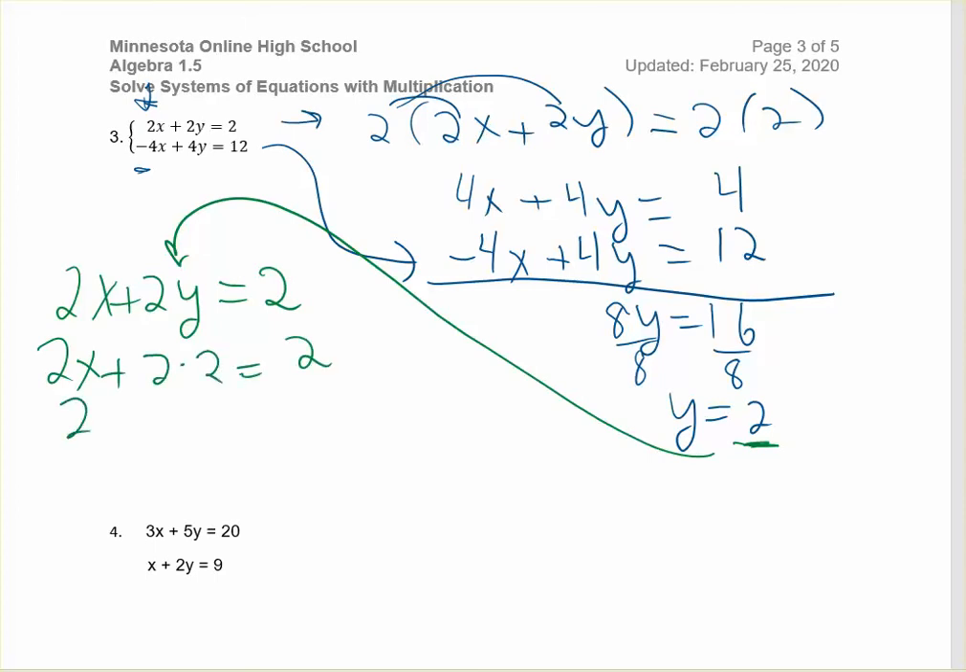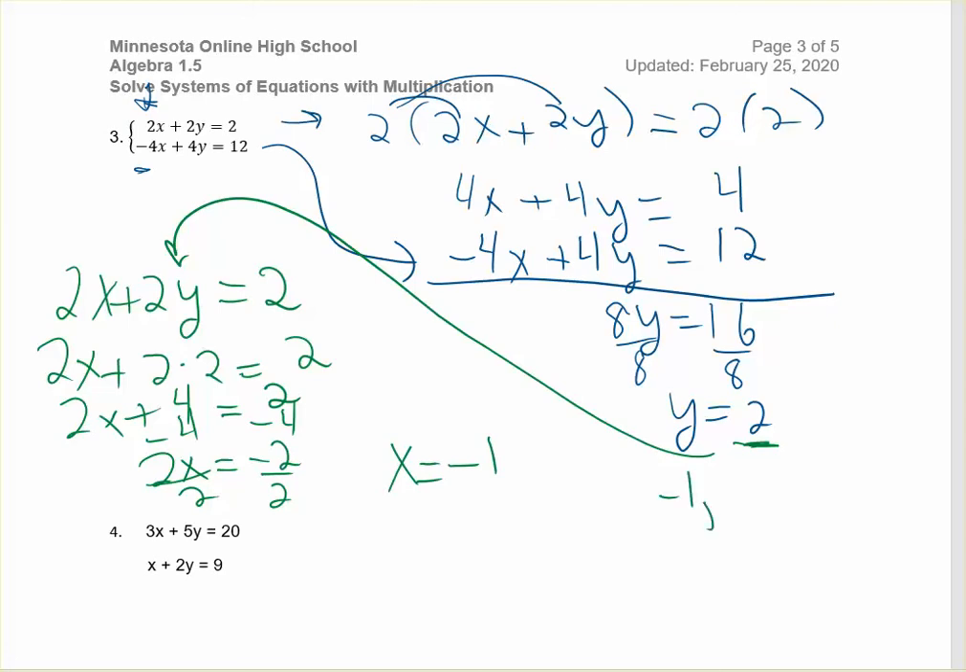That's a lot of 2's. 2x plus 4 equals 2. And then I would subtract 4 from both sides, so 2x is equal to a negative 2, and then divide by 2 to get x is equal to a negative 1. So we write it as a coordinate point, just like we did in the last assignments, negative 1, 2, and then we check.